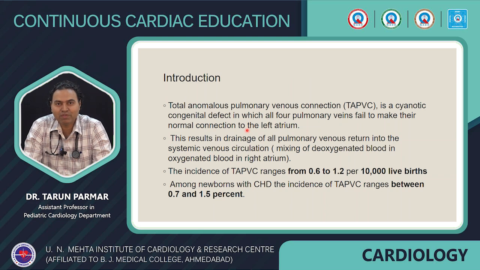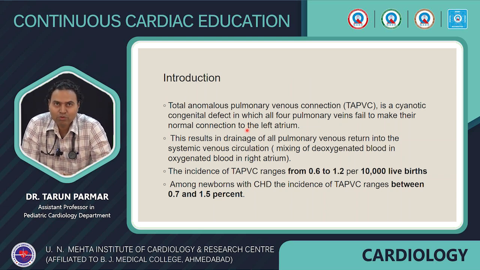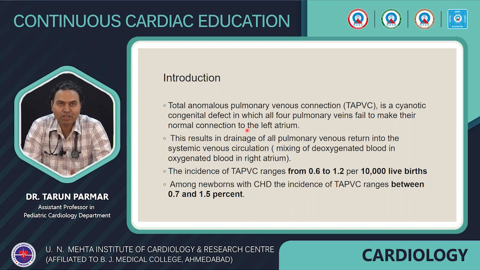Today's topic is TAPVC, that is total anomalous pulmonary venous connection. Total anomalous pulmonary venous connection is a cyanotic congenital defect in which all four pulmonary veins fail to make the normal connection with the left atrium. This results in the drainage of all pulmonary venous return into the systemic venous circulation, so mixing of the deoxygenated blood with oxygenated blood in the right atrium.